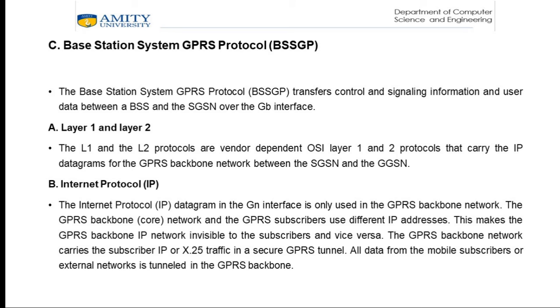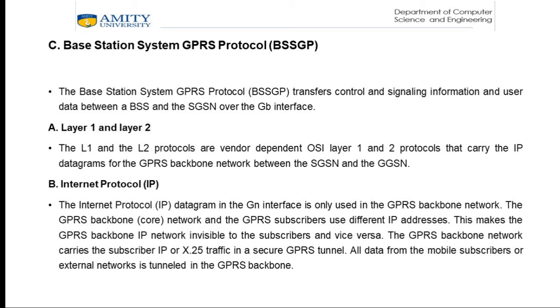The Internet Protocol datagram in the Gn interface is only used in the GPRS backbone network. The GPRS backbone core network and the GPRS subscribers use different IP addresses. This makes the GPRS backbone IP network invisible to the subscriber and vice versa. The GPRS backbone network carries the subscriber IP or X.25 traffic in a secure GPRS tunnel. All data from the mobile subscribers or external network is tunneled through the GPRS backbone.